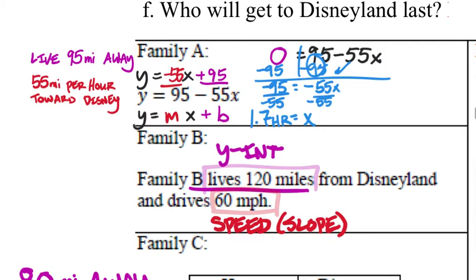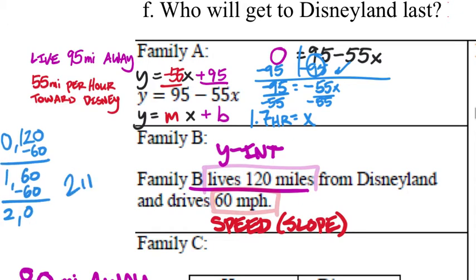How about family B? Now this one, how far away they live is a multiple of how fast they're driving. So here's what I would do for family B. Let's look at family B. They're 120 miles away to start with, right? So you could even show 0, 120. But then they're going to take off 60 miles after 1 hour. So after 1 hour, they are now 60 miles away. And then I can take off another hour, which would be another 60 miles. So after 2 hours, they are 0 miles away. See that? So family B, it will take them 2 hours to get to Disneyland.